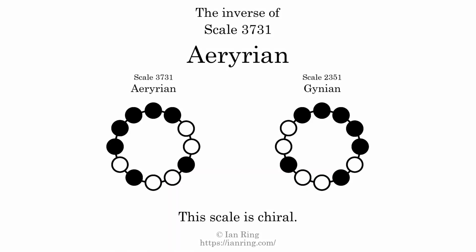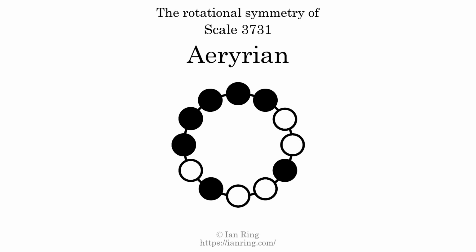The inverse of a scale is a mirror image. It is what you get when the sequence of intervals is reversed. The inverse of this scale is scale 2351, also known as Ginian. This scale is chiral. It cannot transform into its inverse by rotational transformation. This scale has no rotational symmetry.